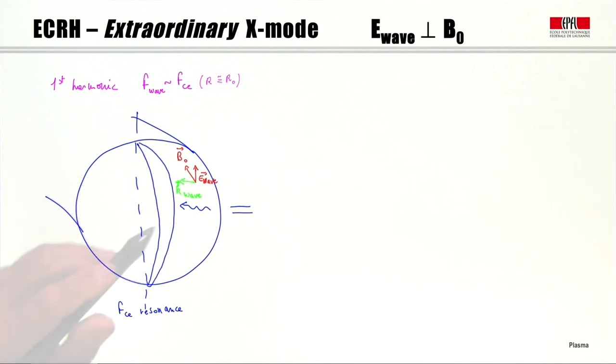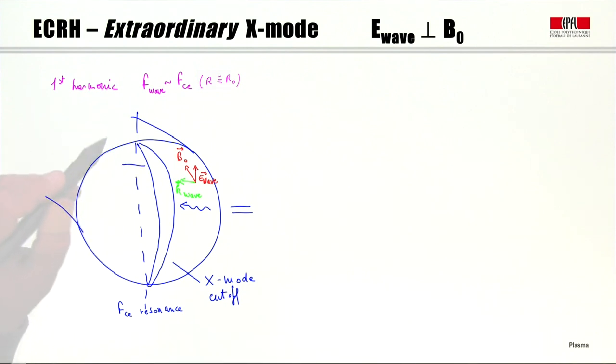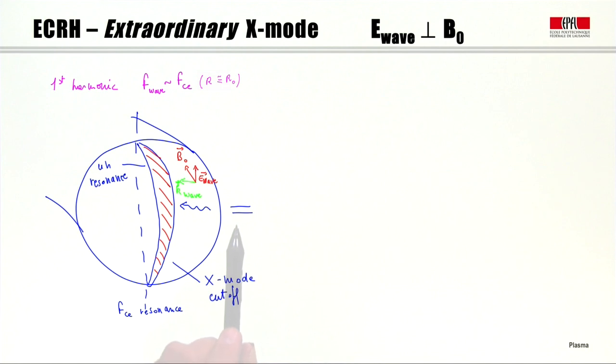And we have the X-mode cutoff, which is well represented by the fluid dispersion relation, which is to the right-hand side of the upper hybrid resonance. So this is my resonance, upper hybrid resonance, and this is the cutoff layer. So in fact, that means there's a forbidden area for propagation between the two. And if the wave comes from the low field side, it's bound to meet first the cutoff layer before it can have a chance of meeting the upper hybrid or the electron cyclotron resonance. So this cannot work because the wave cannot reach any resonance. So what can we do to improve the situation?